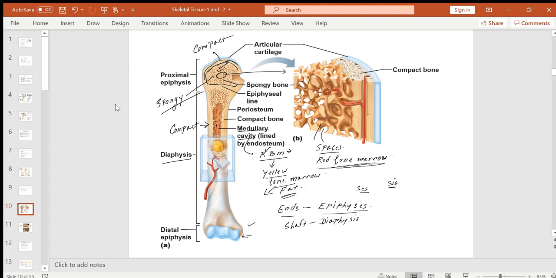However, in infants or in a very early part of your life, inside the whole long bone you have the red bone marrow. That means the whole bone forms the blood cells.